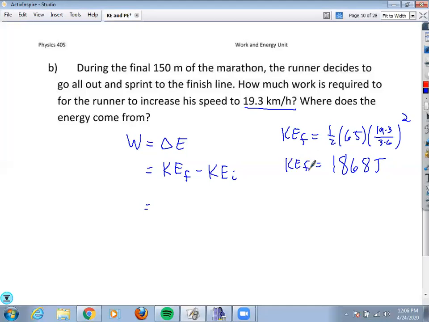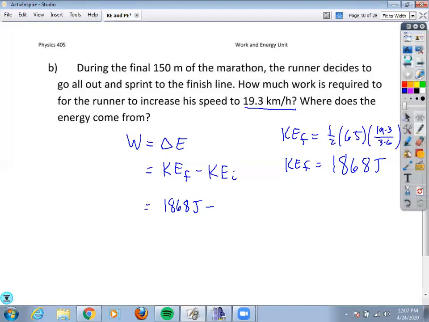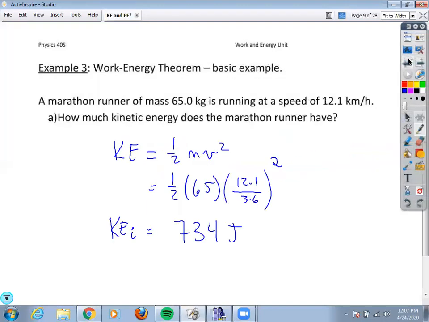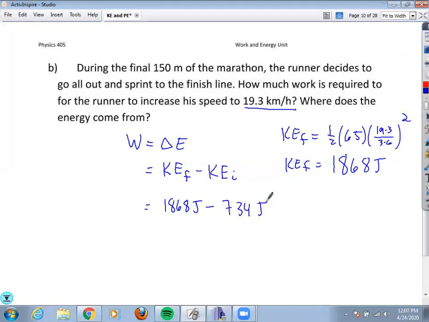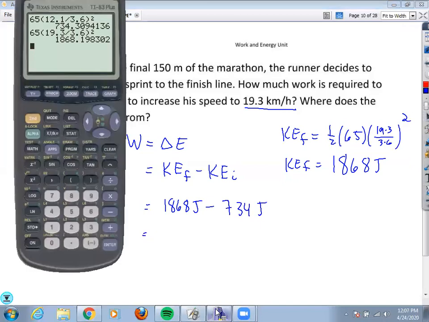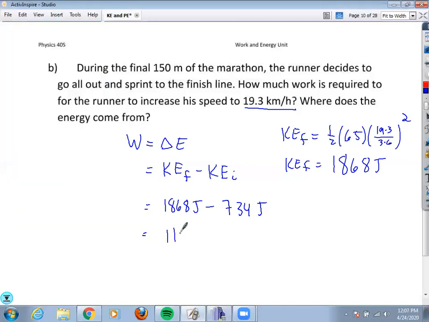So to get the work done, we would take that value, 1,868 joules, minus the initial value. The initial kinetic energy was 734 joules. And you can easily figure that out. 1868 minus 734, we get 1,134 joules. That's the amount of work done to increase the speed of the runner.